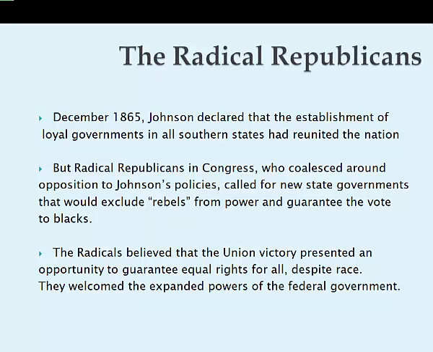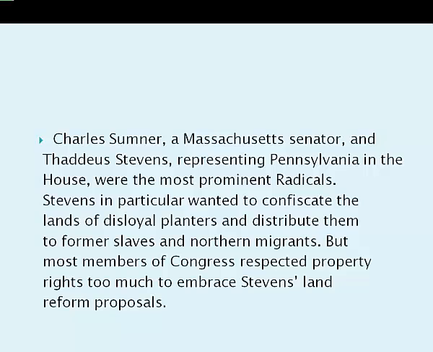Stevens, in particular, wanted to confiscate the land of disloyal planters and distribute the land to the former slaves and anybody from the North who wanted to go south. But most members of Congress respected property rights, and they respected them too much to embrace Stevens' land reform proposals, because you'd be setting a very dangerous precedent. If we can take the land away from the man who legally owns it in the South, what's to prevent someone from coming up north and taking the northern landowner's land? You want to be careful of the precedent that you face.